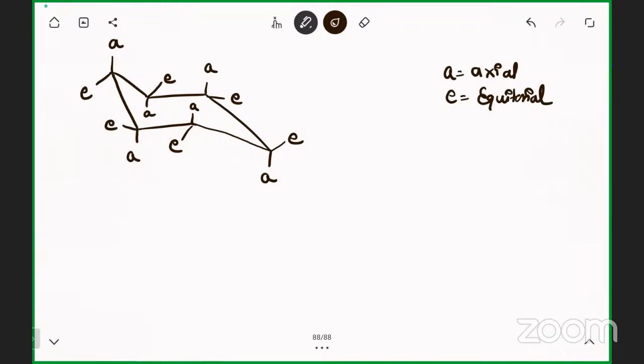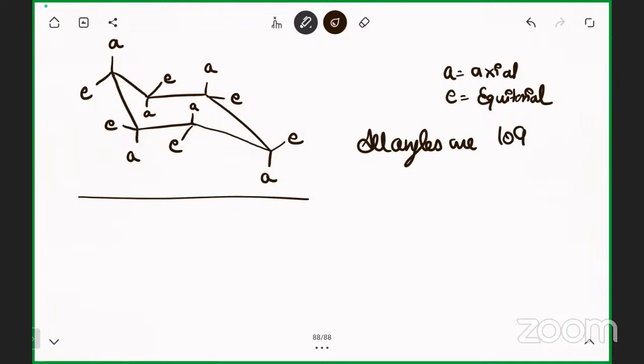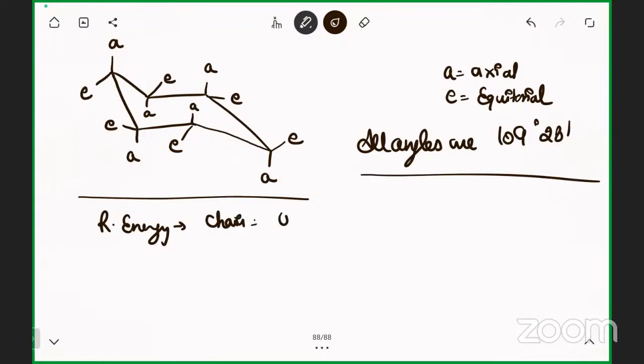So now you can see in this particular form, all angles are 109 degrees 28 minutes. So there is little, or you can say almost no, angular strain. So this particular form is the most stable form. If I talk about the relative energy, the chair form has 0.000 kilojoule per mole. It means zero energy. So zero energy means maximum stability.